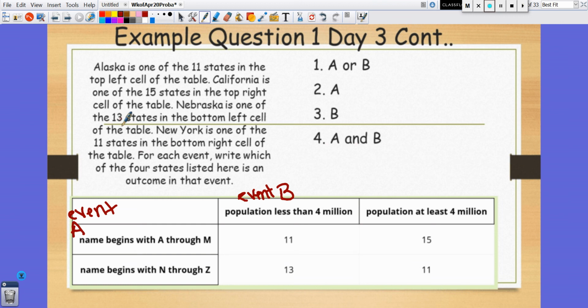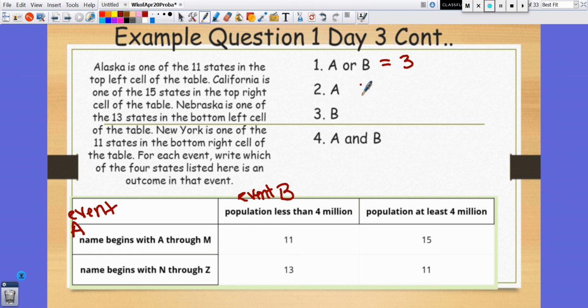And that's the only one. Nebraska, and we already counted the 11 of Alaska. So we have one, two, three. So we have three of these that fall in event A or B out of those four.